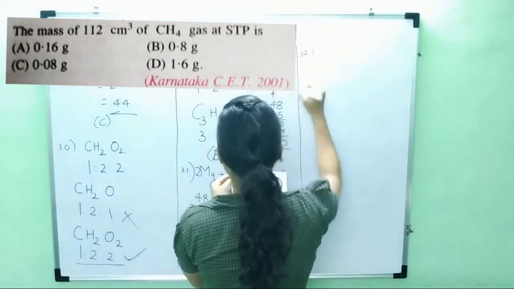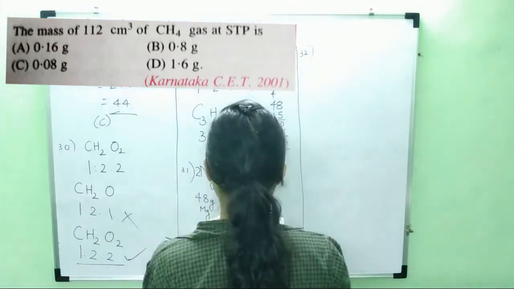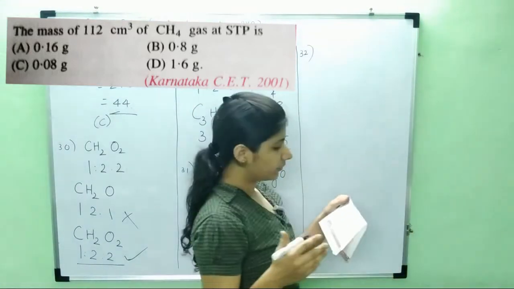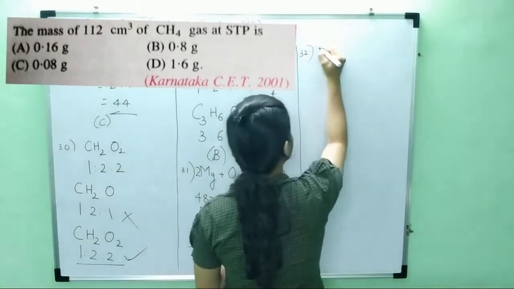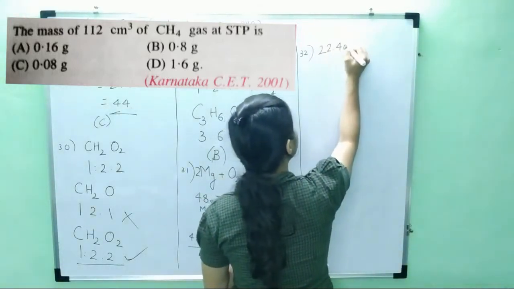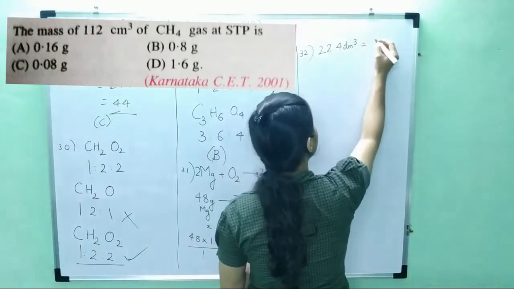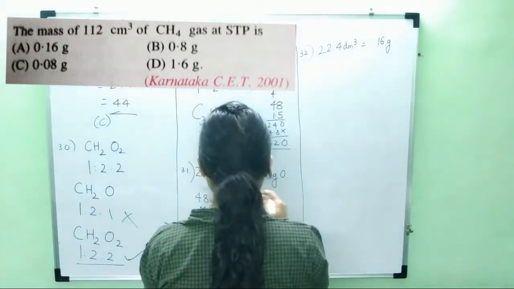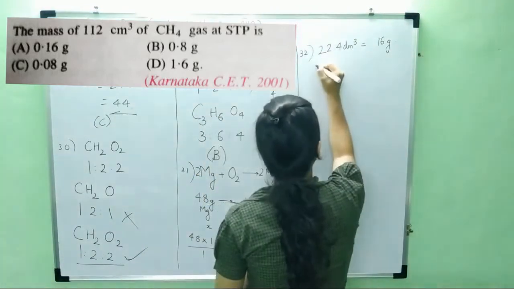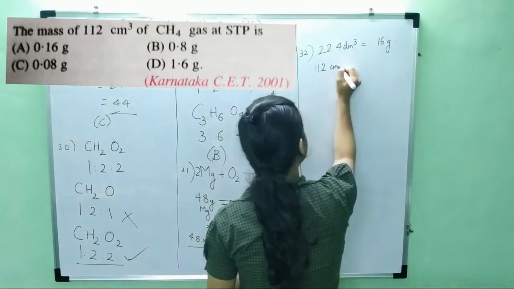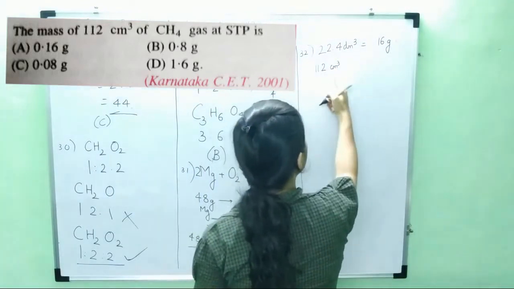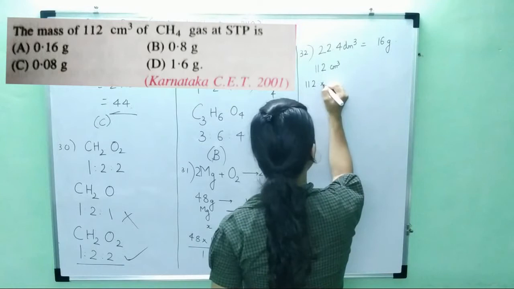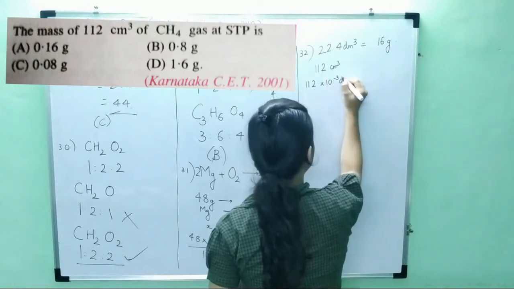Now the mass of 112 centimeter cube of methane gas at STP is. Okay, so now I have to compare volume with mass. Now if you know at STP 22.4 decimeter cube is how much for methane? It is 16 grams. You should know the molecular masses by now. Now 112 centimeter cube. So first I'll have to equalize the units. This should also be decimeter cube. So what can I write? 112 into 10 to the power minus 3 decimeter cube.